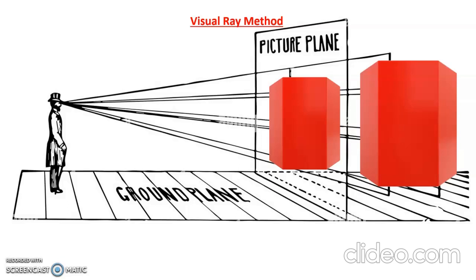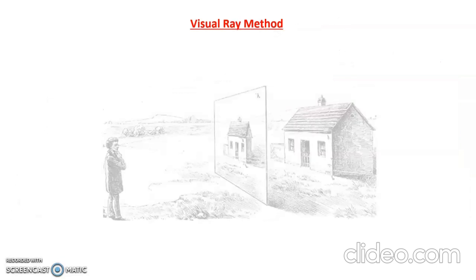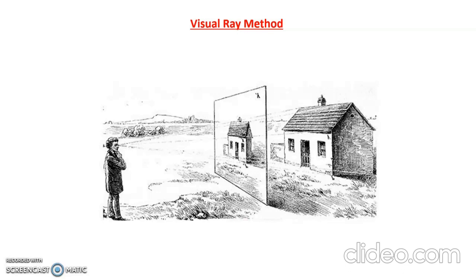As I said, we have some important components in the visual ray method. What are they? Take this example. There is an observer at the left and the object at the right. This is the object, the first component. The object and the observer are standing on the ground plane. So the first is the object, the second is the ground plane, and the third is the station point. Instead of the observer, we concentrate on the station point, which is the eye of the observer.